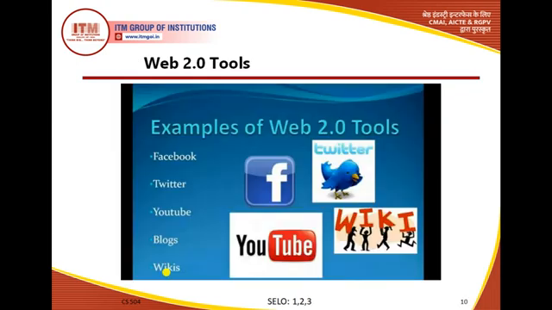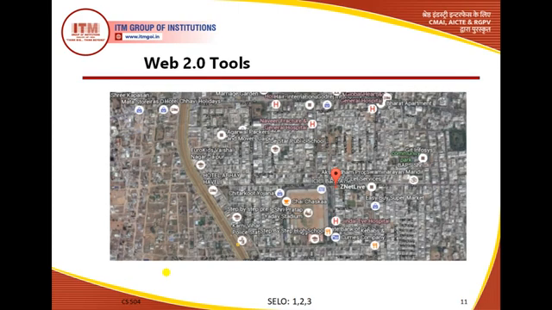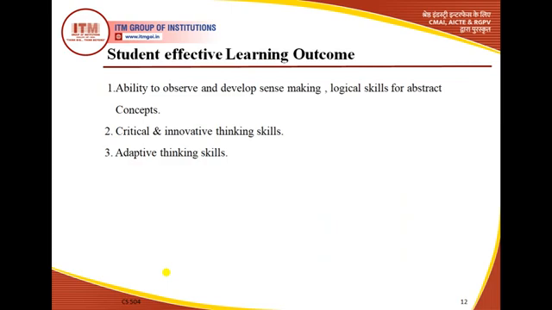Now these are various examples of Web 2.0 tools: Facebook, Twitter, YouTube, blogs, wikis, Google Earth, and Google Maps. These are the tools of Web 2.0 technology.